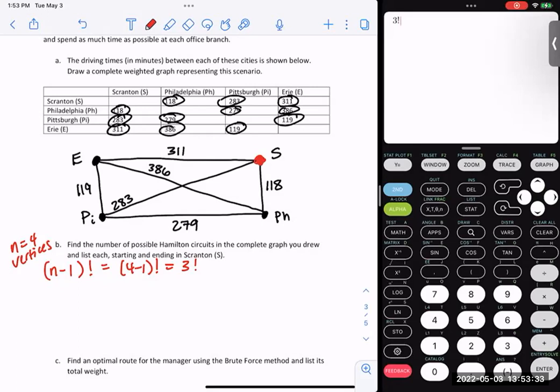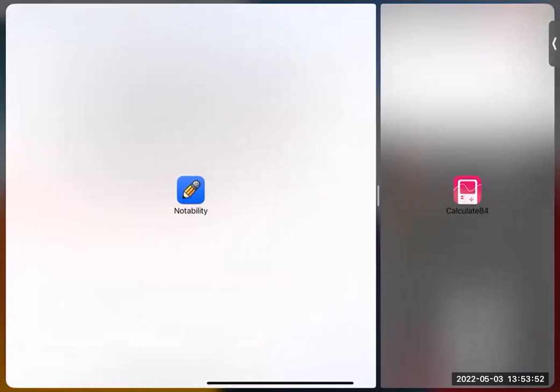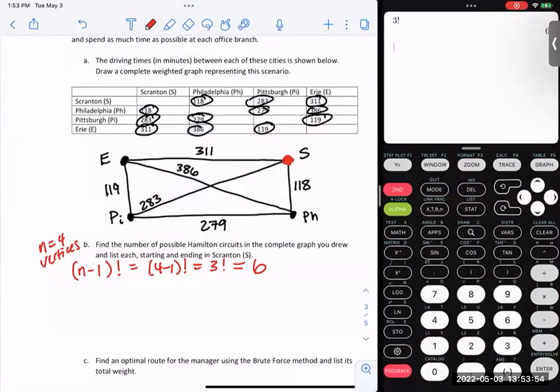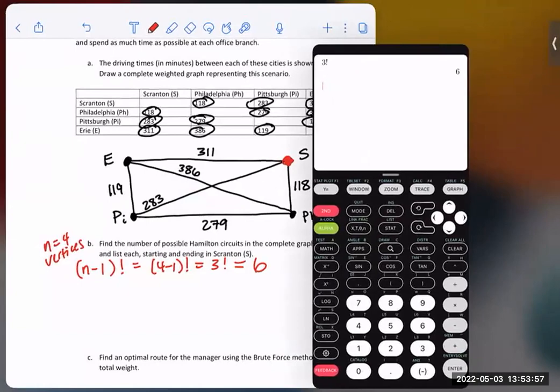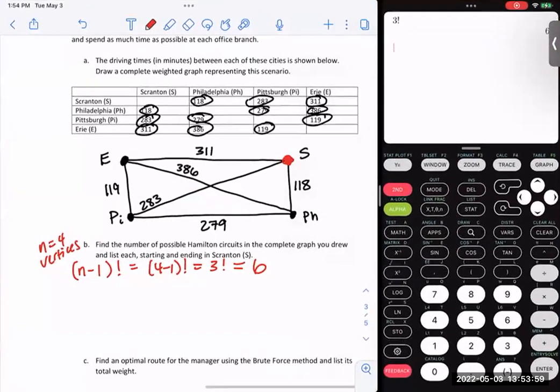All right, so this is 3 factorial, which is the same thing as 3 times 2 times 1. So this would be 6. I hope you guys can see that. You see the 6 on the calculator? Barely. If I pull it over, I don't think that helped any. There, I just pulled it over for a minute. You can see the 6. All right, so there's going to be 6 distinct circuits here, starting and ending at Scranton. So I'm just going to start listing these out.